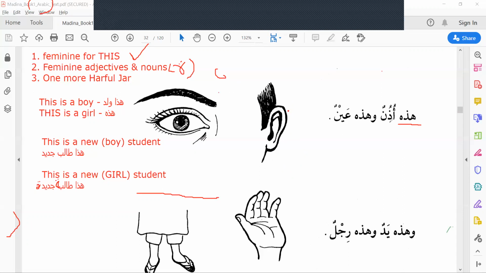Hadhihi udhunun. Wahadhihi ainun. So when we point to the mouth or the nose, we use hada because it's a single part. If we are pointing to an ear, eye, hand, or leg, we use hadihi because it refers to a feminine word.